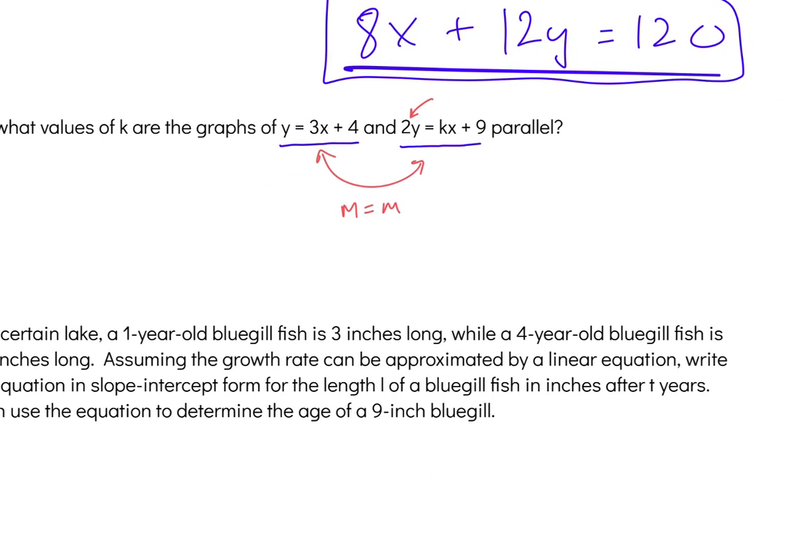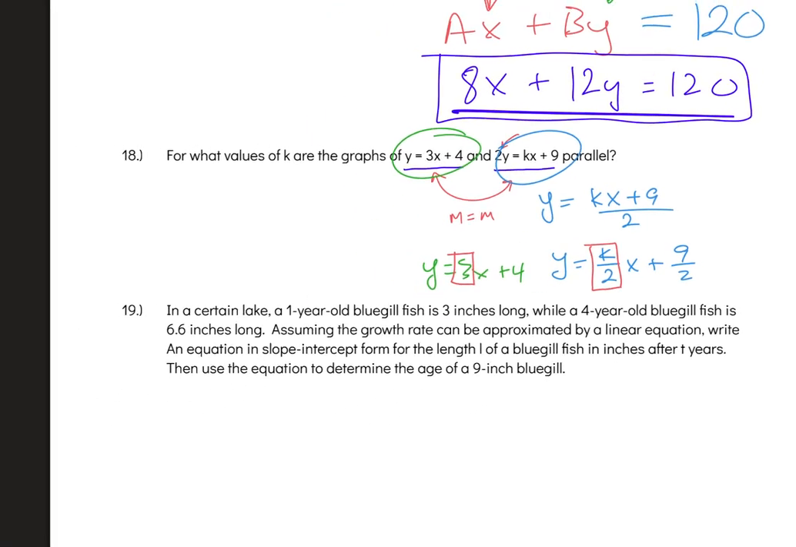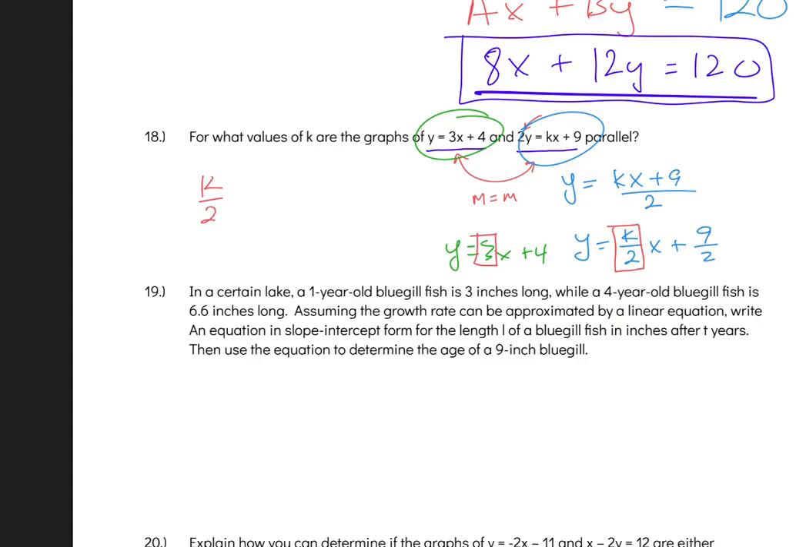So what I'm going to do is solve this for y. And if you're thinking, what do you mean by solve it for y? Well, there was a 2 in front of it, so I'm going to divide by 2. And so it would look like this: y equals k/2 x plus 9/2, right? And then we have our original one here, which is y equals 3x plus 4. So what needs to happen is this needs to equal that. So when does k/2 equal 3? That's the question we're answering.